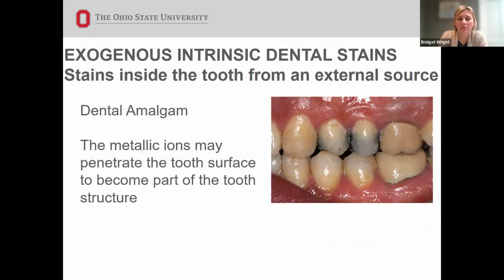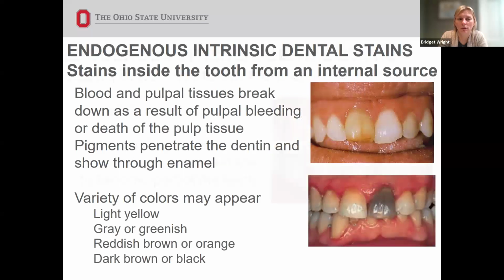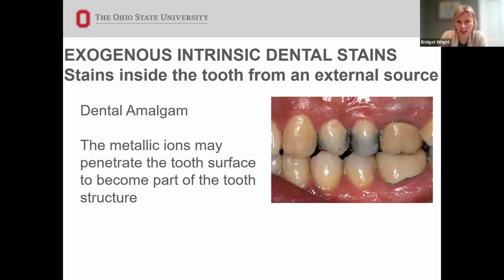Okay, so now we're going to switch to exogenous intrinsic staining. This is stain that is inside the tooth but was caused by something outside of the tooth or outside of the body. You have probably all seen patients that have older or large amalgams, and the tooth itself starts to turn a grayish color. That's from the dentin leaching into the dentin tubules and shining through the enamel. That would be an example of an outside source, the amalgam, causing inside, intrinsic staining.